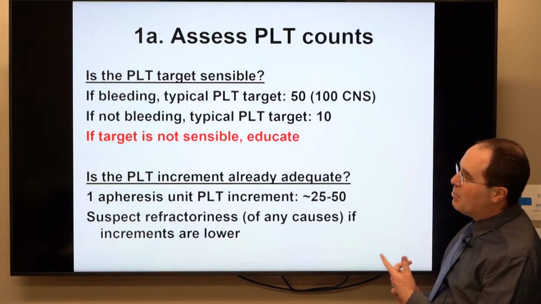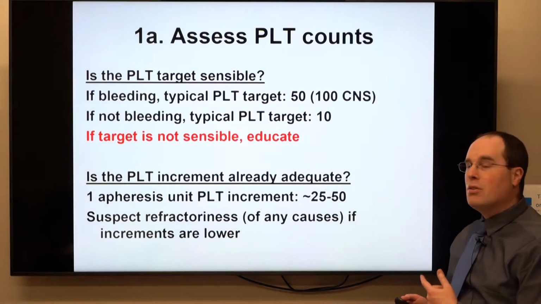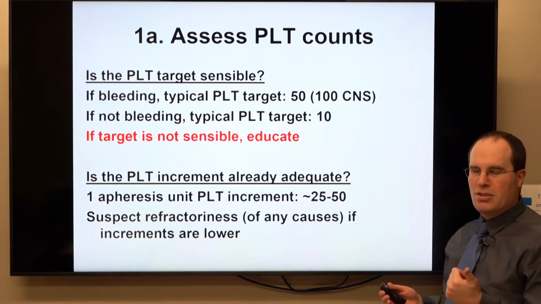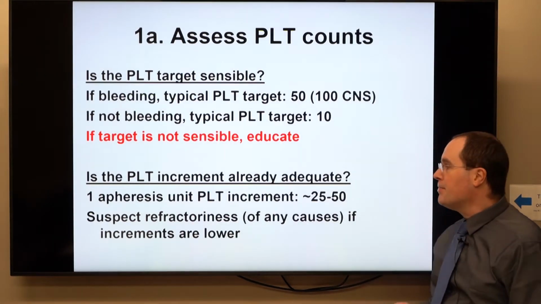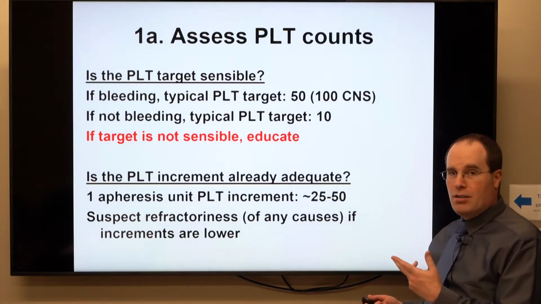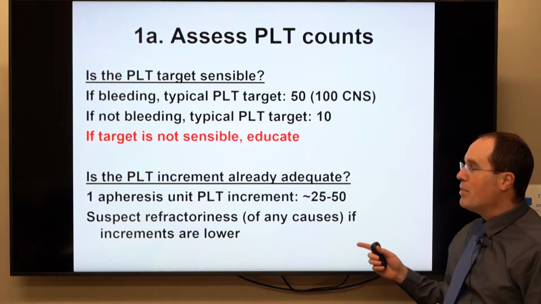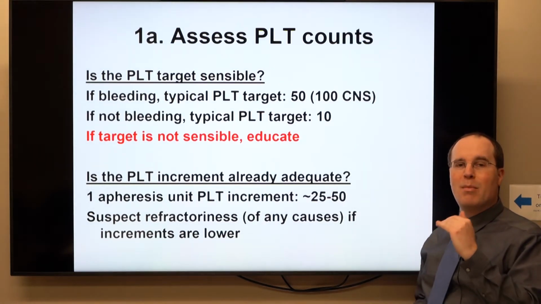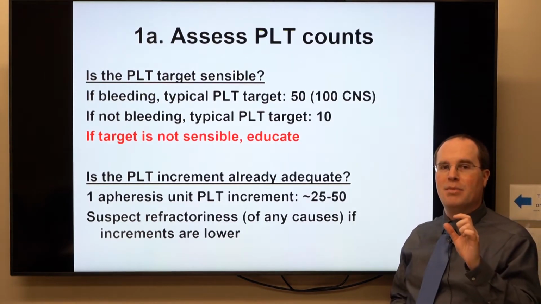Number 2, is the platelet increment already adequate, right? So 1 apheresis platelet unit will usually cause a platelet increment of about 25 to 50, very roughly speaking, of course. There's different amounts of platelets in each bag, and there's different sizes of patients, of course. And you would suspect refractoriness of any cause, immune or non-immune, if your increments are lower than this. And this is just by using your typical 5 a.m. or 6 a.m. count that you get every day, not necessarily timed specifically, as we'll see.